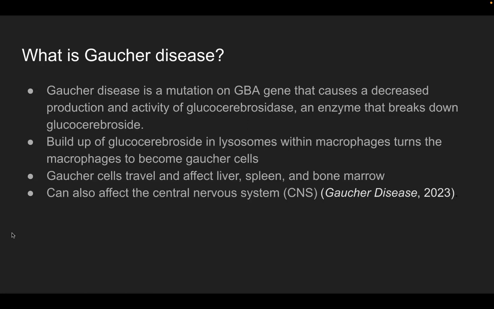Lastly, it can cause the liver and spleen to become enlarged. This can cause platelets to become trapped in the spleen, causing low platelets throughout the circulatory system, known as thrombocytopenia. This can lead to easy bruising and excessive bleeding. It can also affect the central nervous system in some types of Gaucher disease.